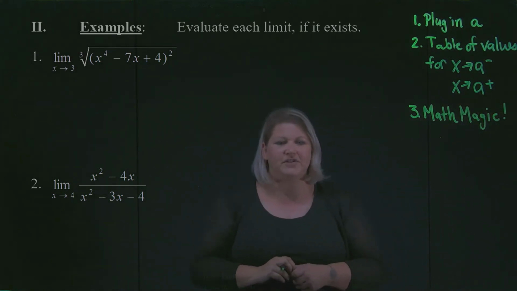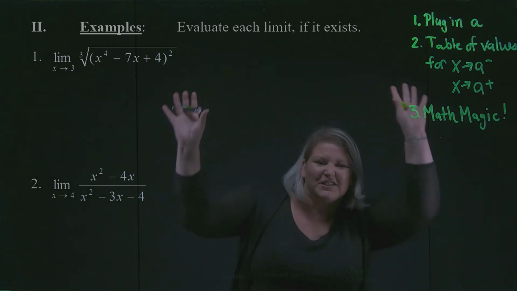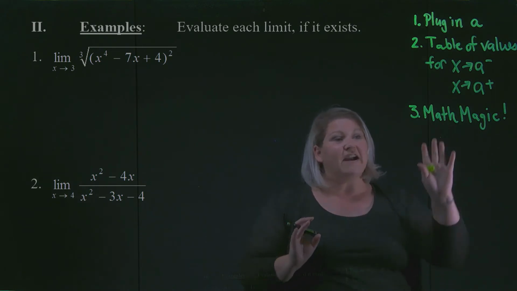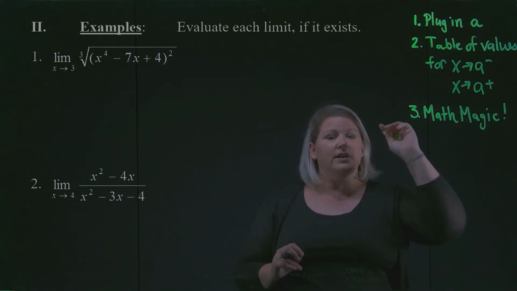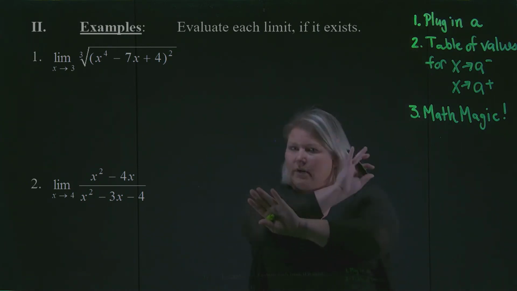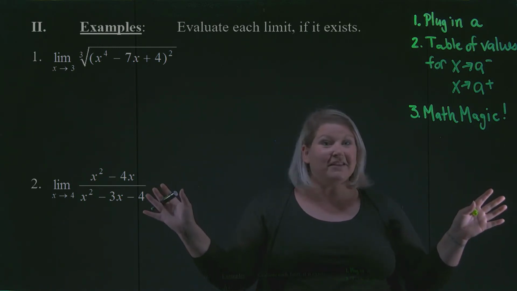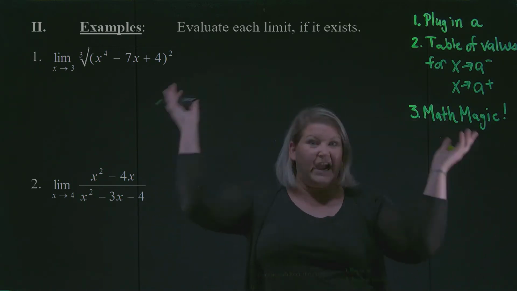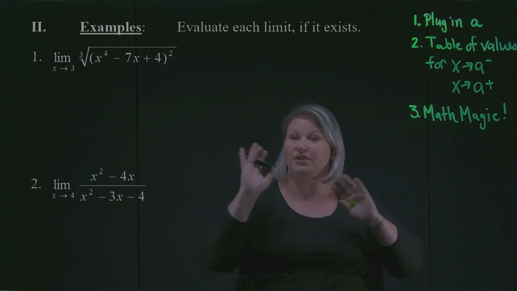Okay, math magic: you do so many things with the math magic or math smoke and mirrors to find something algebraically that will match what you found for number 2. Now again, if it's a straight plug-in, you don't have to do anything. If you can plug it in and it doesn't make the function error out, you stop with step number 1. You plug it in, it works, you're good.